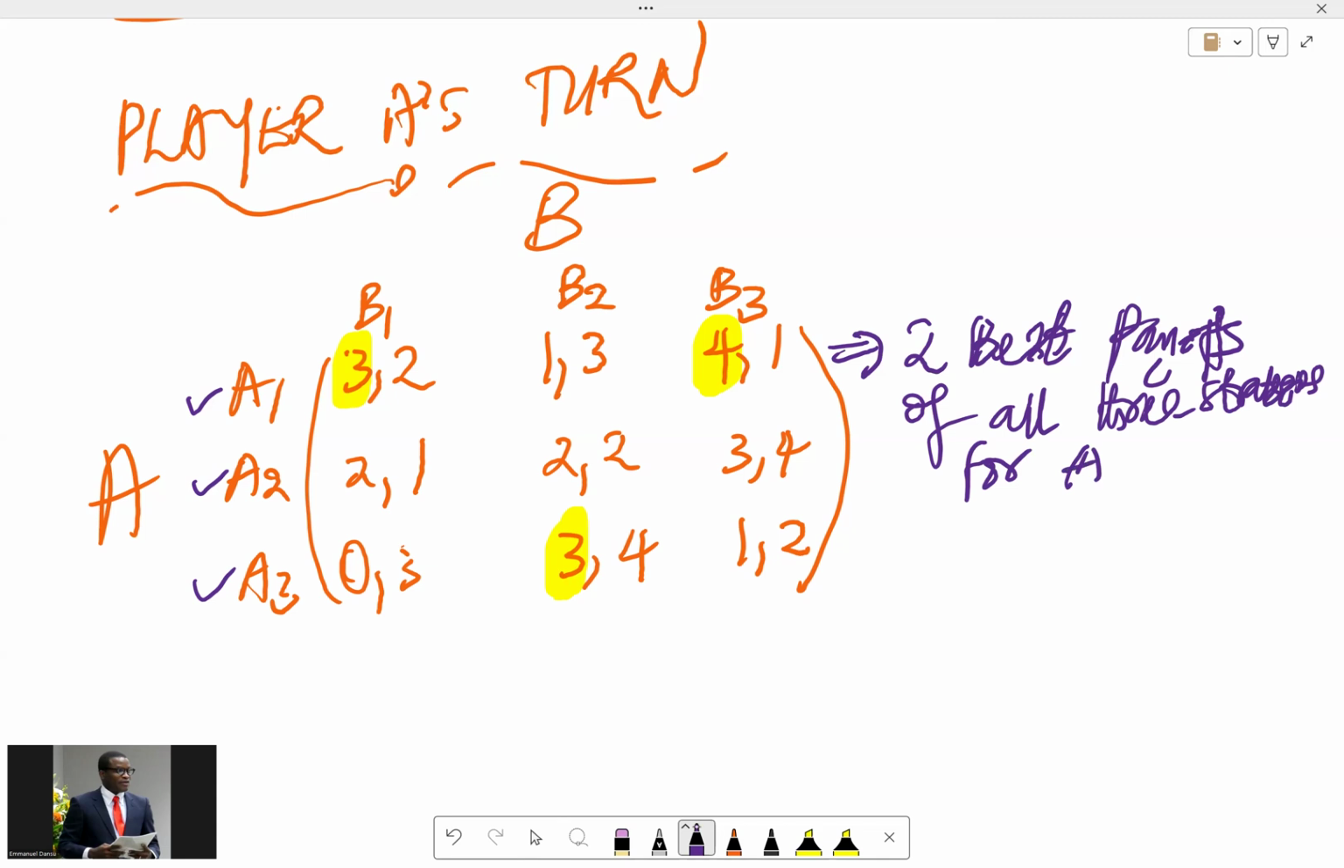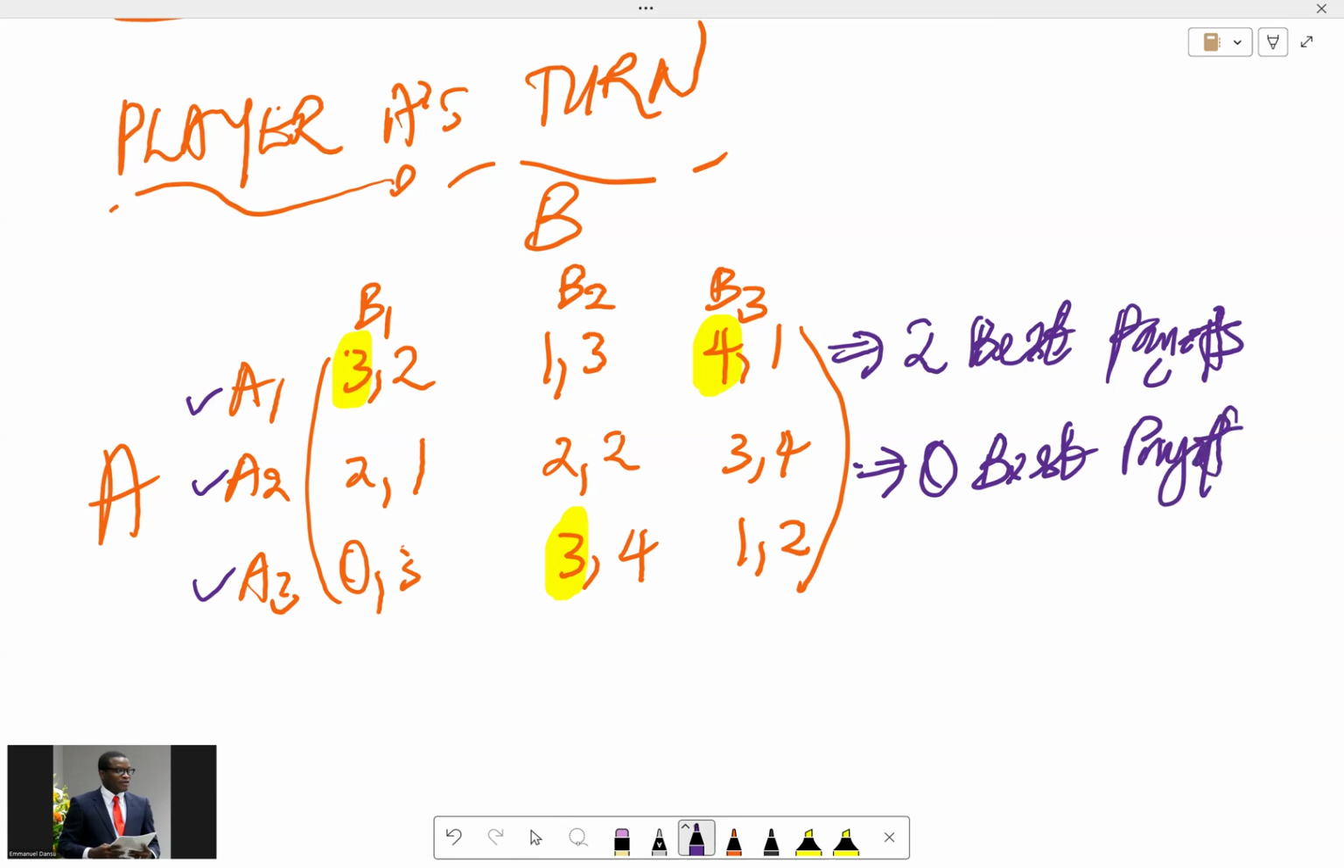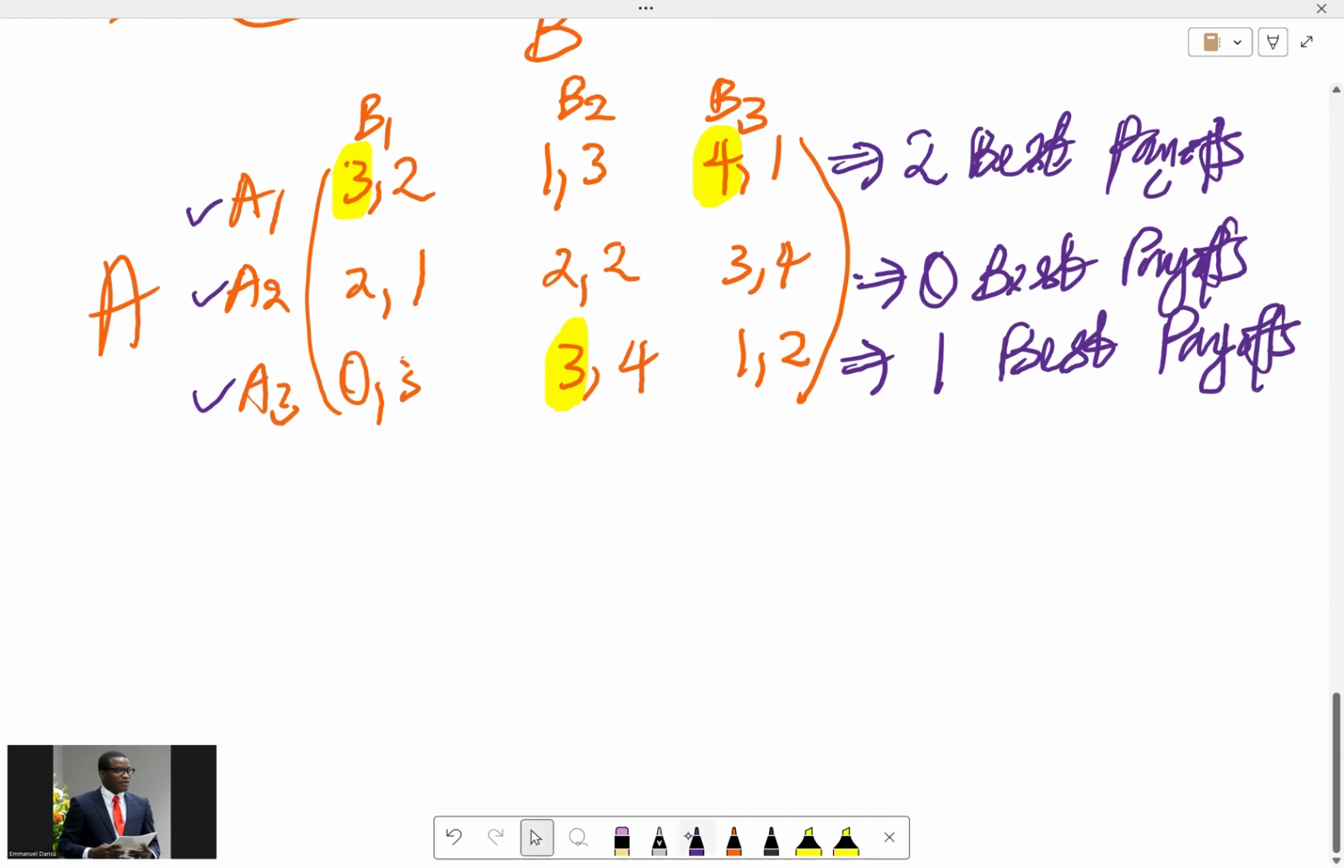Then you see that this other one has, okay, I guess I don't want to, let me not write too much story so it can be neat. So strategy A1 gives two best payoffs. Strategy A2 gives zero best payoffs. And then strategy A3 gives one best payoff of all payoffs anywhere. So this way we can see that strategy A1 dominates the other two.